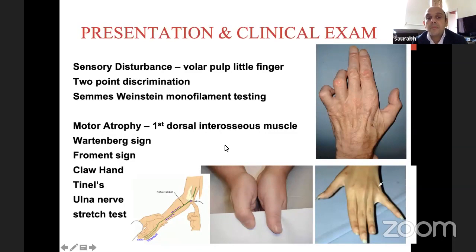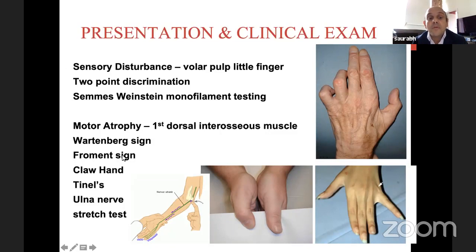In terms of presentation, so sensory and motor. Sensory, as we saw the sensory supply, is going to be 1.5 fingers, ulnar side. And the autonomous zone, you need to remember, volar pulp, little finger. For completeness' sake, I put here 2-point discrimination and Semmes-Weinstein monofilament test. They're very relevant and important in diabetic foot, but in case they hand you a monofilament, you need to know a bit about it.